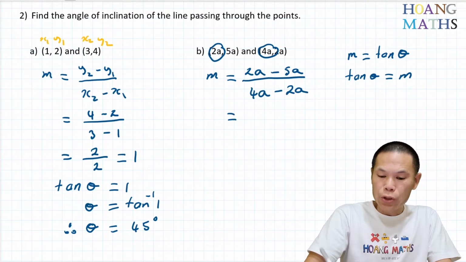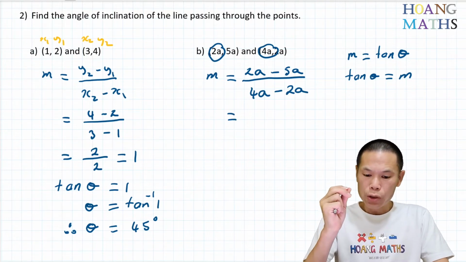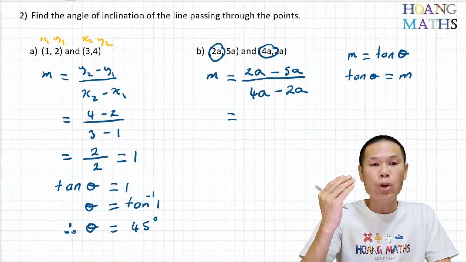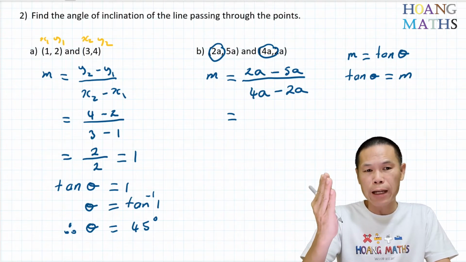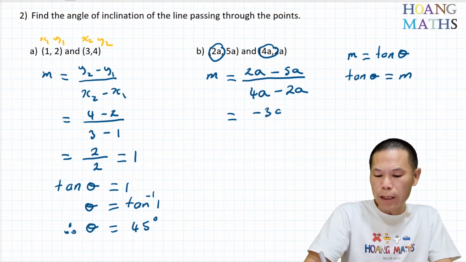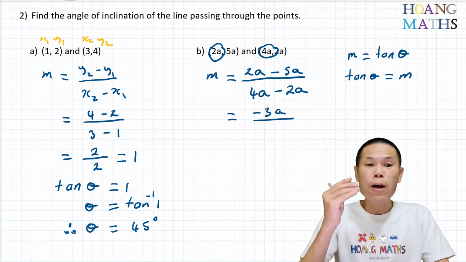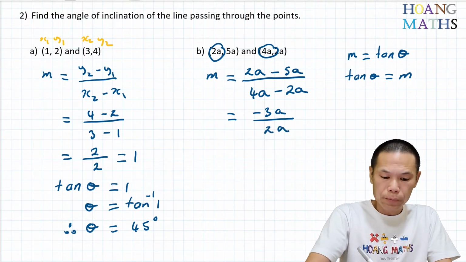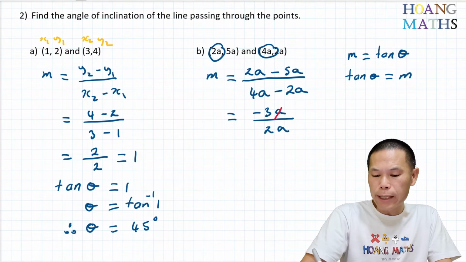So there you go. Now we're just collecting like terms. So 2a minus 5a is negative 3a. Otherwise, you can just go 2 minus 5, put that on a calculator, and you should get negative 3. So that is negative 3a over, 4 minus 2 is 2, so that is 2a. Now I just cancel this out. Therefore, the gradient is equal to negative 3 over 2.